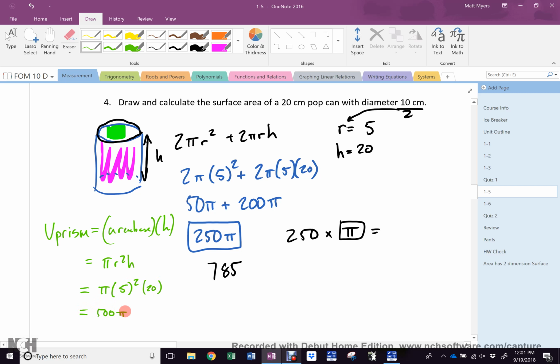500 pi. If you don't like 500 pi, you hit 500 times pi on your calculator and you get something like 1600. I don't remember exactly what it is. 1570? 1600 is pretty close. Point blah. Do I care about the blah?